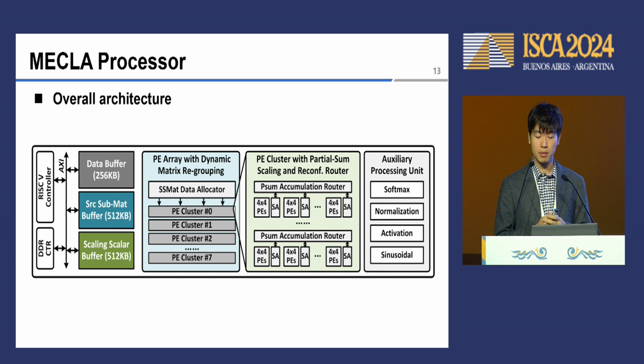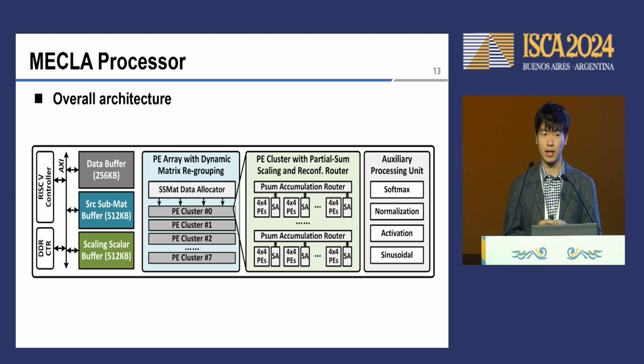And the SNP method can effectively reduce the weight parameters, but it requires fine-grained data reuse to achieve efficiency improvements. So we designed a processor named MECLA, which is tailored to SNP. And this slide shows the overall architecture. It contains a 1.25 megabyte on-chip buffer for data storage, a PE array for tensor multiplication, an auxiliary unit for nonlinear functions, a RISC-V controller for chip control, a DDR controller for data transmission, and so on.